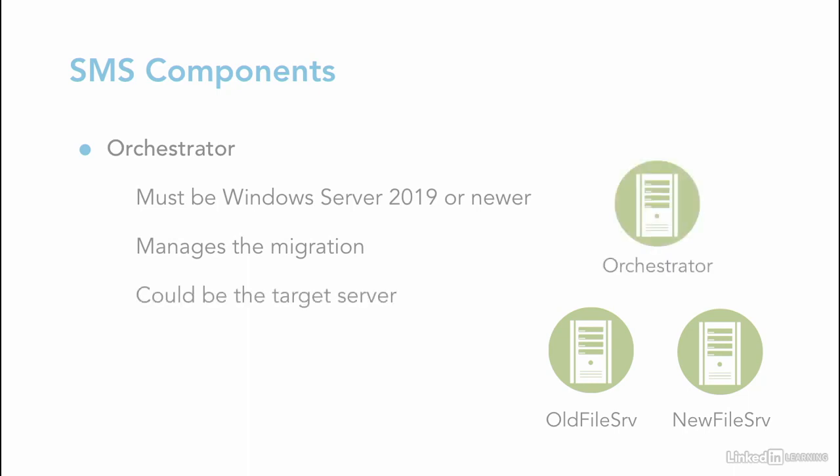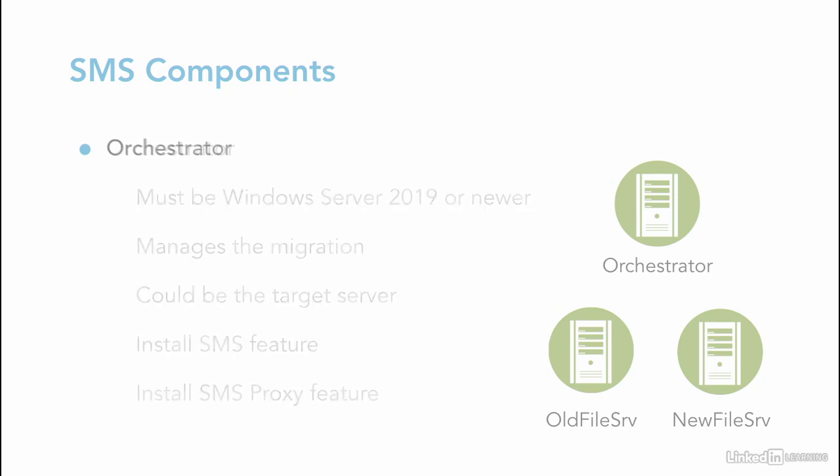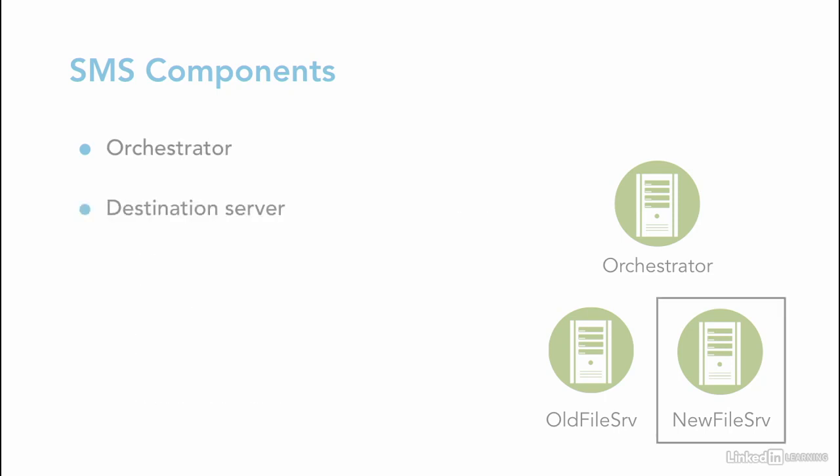It could be the target or the new file server, or it could be a separate machine altogether, but it needs to be configured with the Storage Migration Service as well as the SMS proxy feature. The next server in the mix is the new file server, the destination server. This is the machine that's going to accept the migration with all of the configuration.